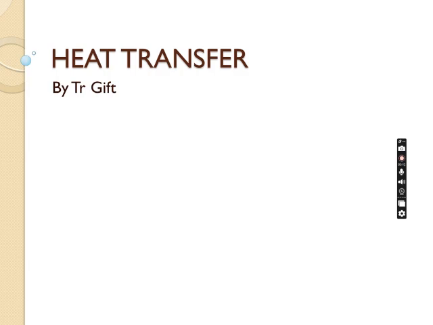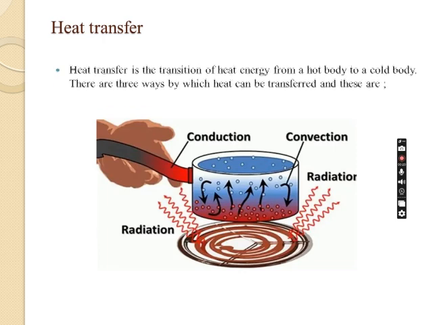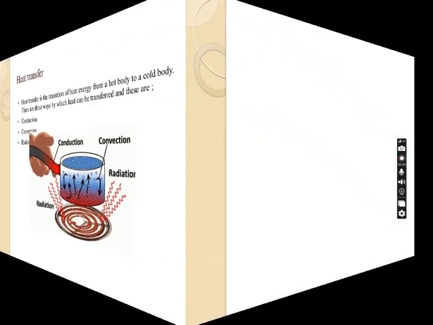Hello everyone, today we are going to look at heat transfer. Heat transfer is the transition of heat from a hot body to a cold body. There are three ways by which heat can be transferred. That is conduction, convection and radiation, as you can see from the diagram.